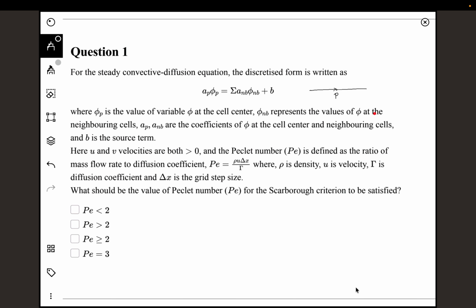Phi and B represent the values of phi at the neighboring cells. AP, A and B are the coefficients of phi at the cell center and the neighboring cells, and B is the source term. U and V velocities are both greater than 0. Peclet number is defined as a ratio of mass flow rate to the diffusion coefficient, just like what we defined previously. And what should be the value of Peclet number for the Scarborough criteria to be satisfied?